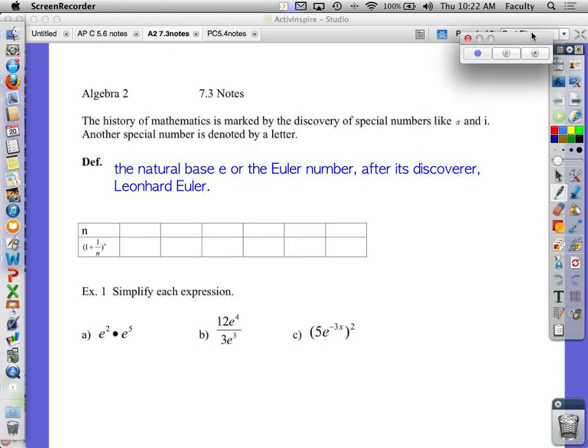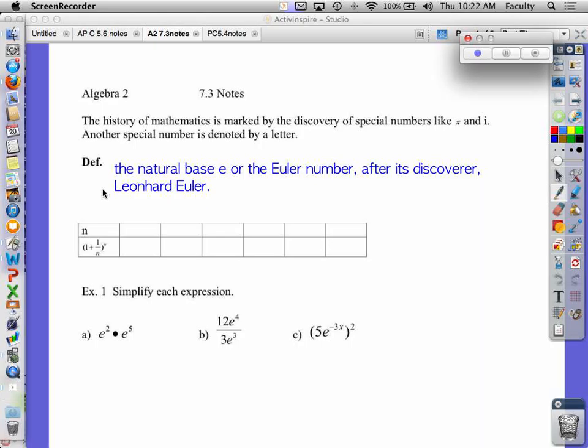Right, here we go. The history of mathematics is marked by the discovery of special numbers like pi and i. Another special number is denoted by a letter. And you'll need to write this definition down that's in blue here: the natural base e, or the Euler number.